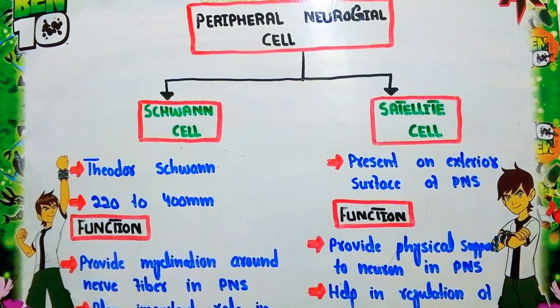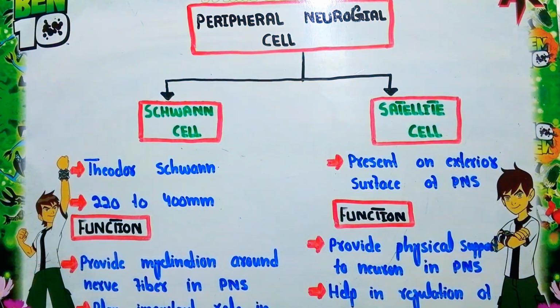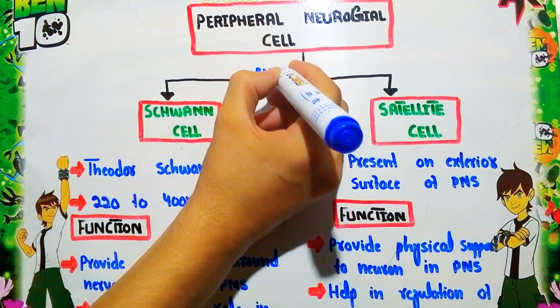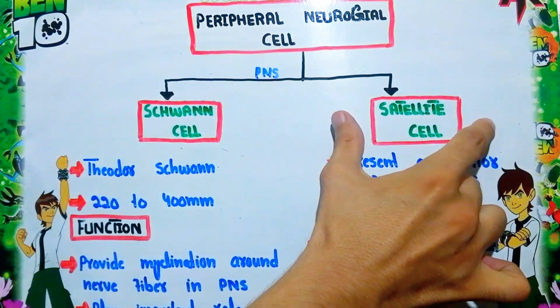Now the next type of neuroglial cell is the peripheral neuroglial cells. What are peripheral neuroglial cells? These are the neuroglial cells found in our peripheral nervous system. Right in the peripheral nervous system we have two types of neuroglial cells. The first one is the Schwann cell, while the second one is called the satellite cells.